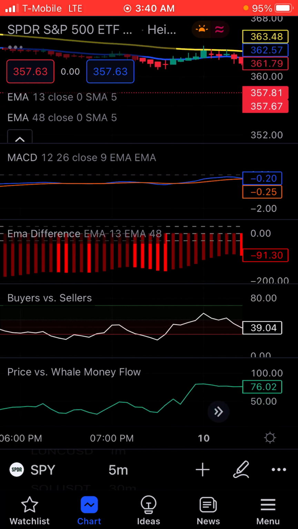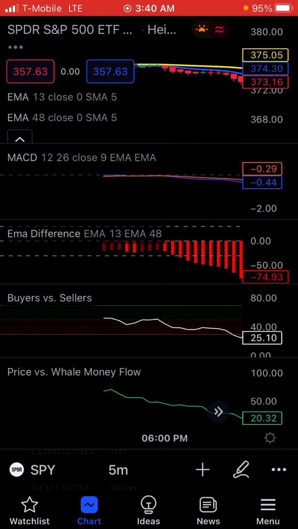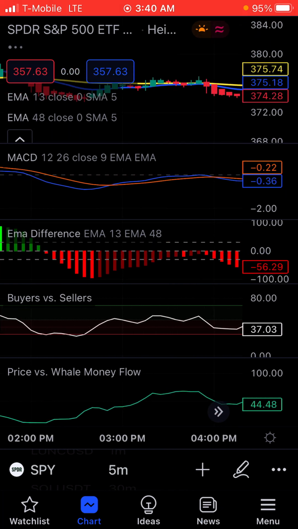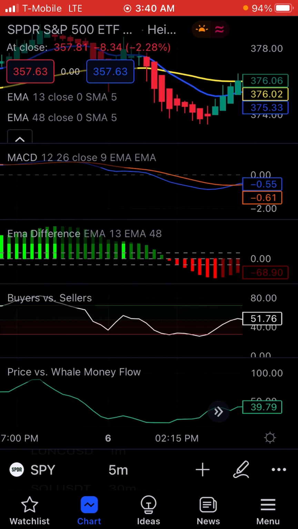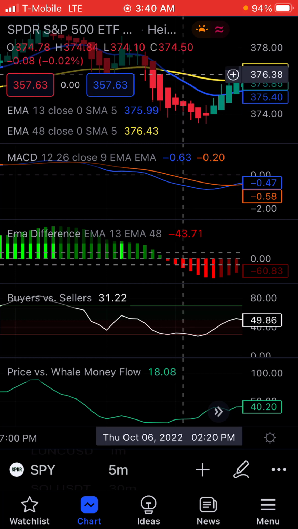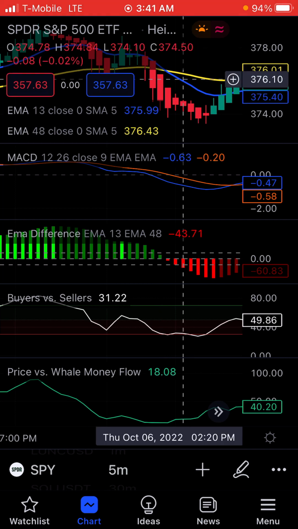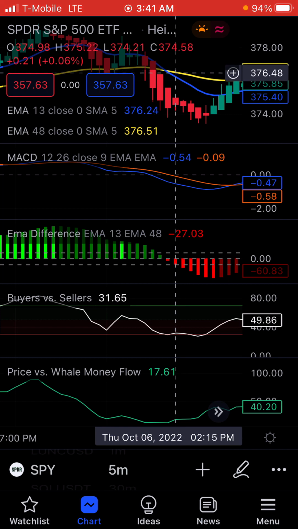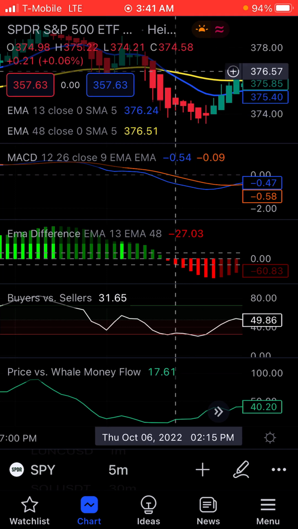Now I'm on the 5 minute, so we should be able to catch it. Now I'm going to do this on my computer pretty soon, because it's easier to see with these indicators. Okay, here we go. Right here we see a cross. So from this information right here, from seeing the 13/48 cross, I would do a 376 put. And this is SPY, by the way, and it's on the 5 minute. You can do this for whatever time frame you want, but for the 5 minute, we see it crossing.